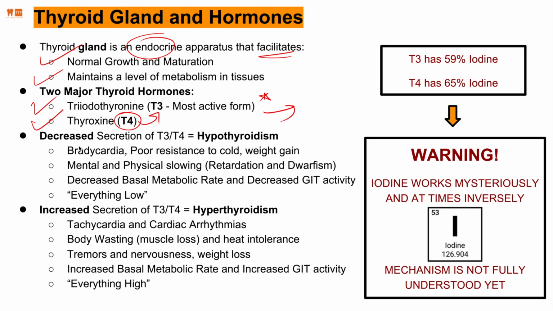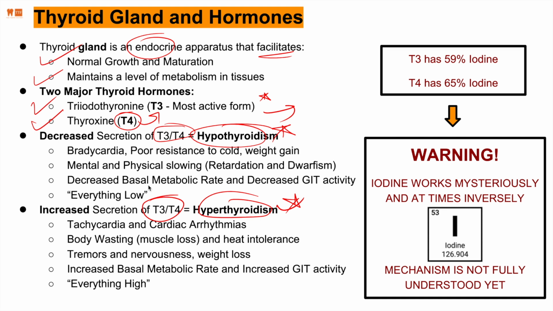All right, perfect. Decreased secretion of T3 and T4 is called hypothyroidism. Fair enough. Increased secretion of T3 and T4 is hyperthyroidism. Perfect. What does hypothyroidism do? And what does hyperthyroidism do?